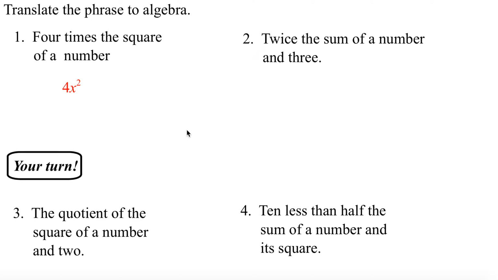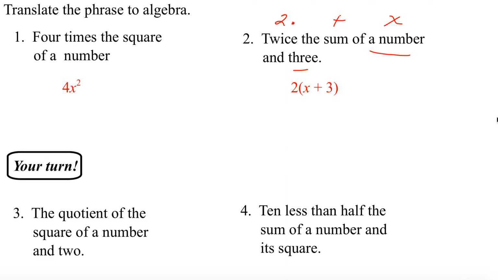Number 2 says twice the sum of a number and 3. So twice means you're going to multiply by 2. The sum means you're going to be adding something. And what are we going to be adding? We're going to be adding a number. So let me go ahead and put some of this stuff in here. A number means x. The sum means you're going to be adding. Twice means you're going to be multiplying by 2. And 3 is just 3. So twice the sum of a number and 3. We're going to do the sum of a number and 3 first and then multiply it by 2.